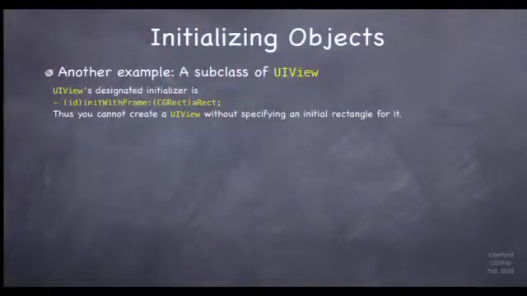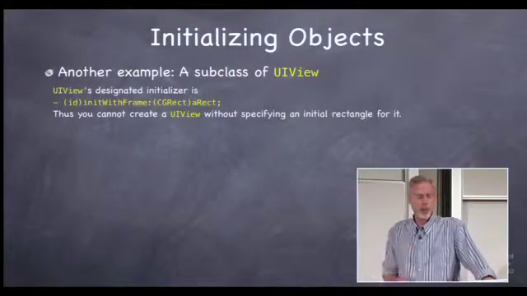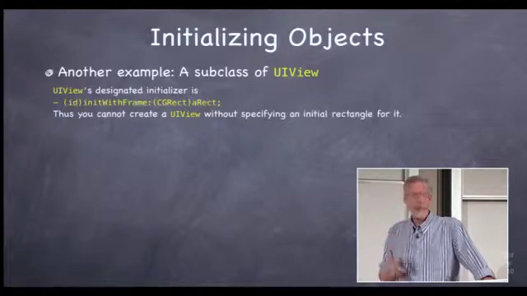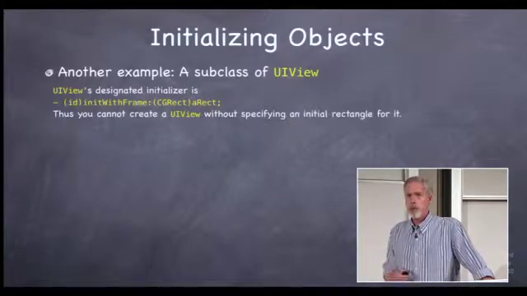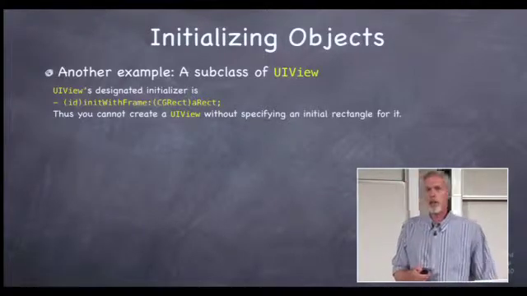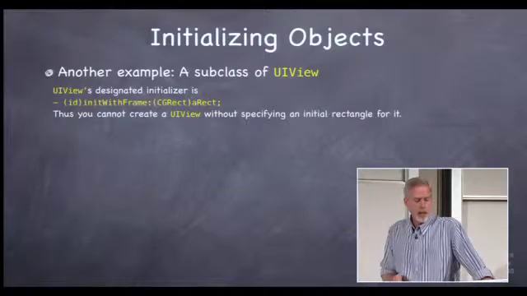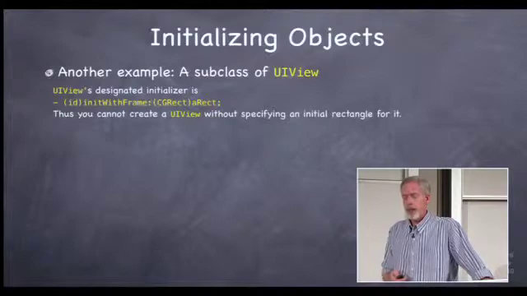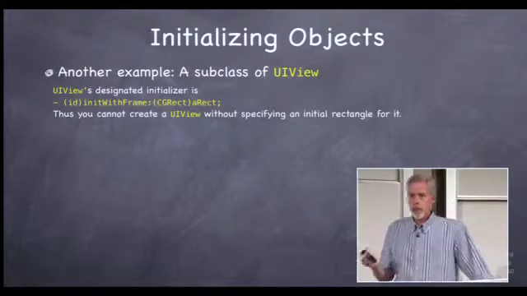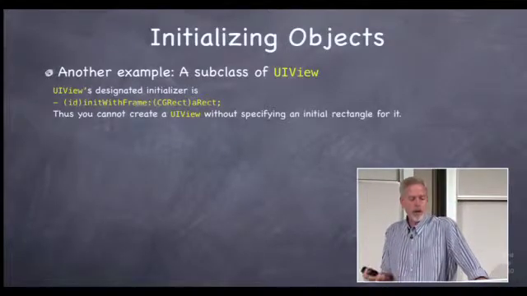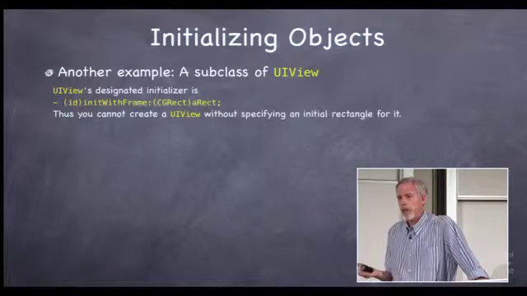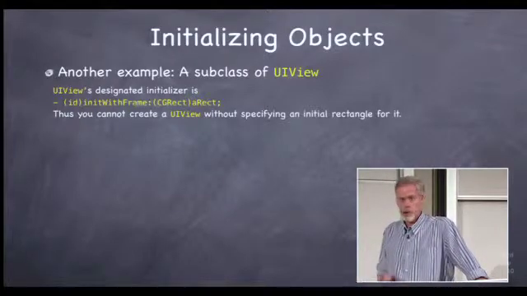All right. Let's talk about another class that you're going to subclass a lot, which is UIView. Okay, a view represents a rectangular area on the screen that you're going to draw in. Its designated initializer is initWithFrame, which takes a rectangle. So it says, where is the rectangular area on the screen? Now, you could argue why does it need that rectangle, but the design is that it does. So you cannot create a UIView without specifying an initial rectangle for it, is the bottom line on that.